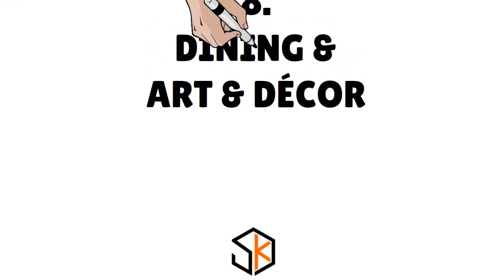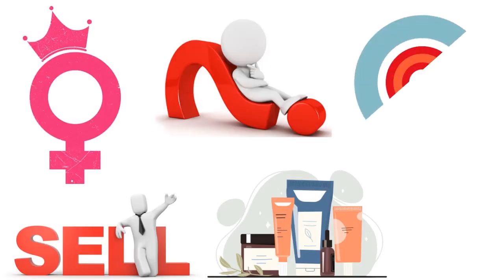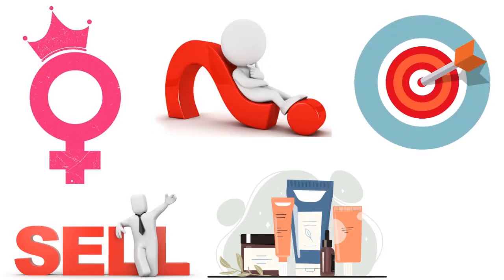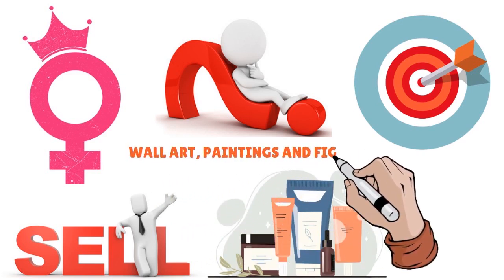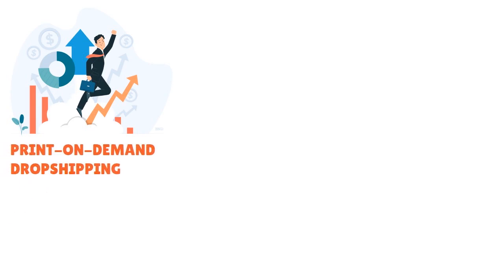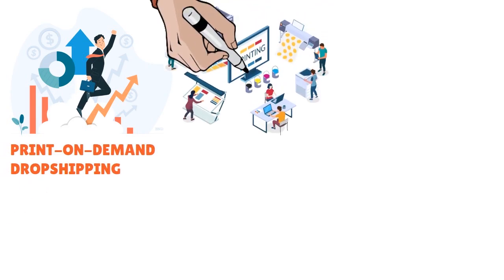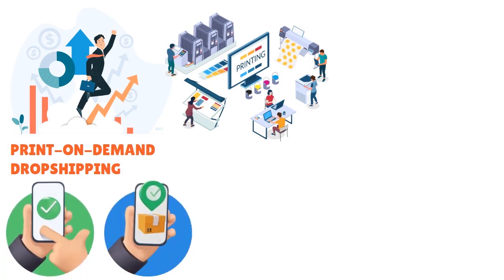You also have dining, art and decor. So dining, art and decor is a huge niche also. Home decor such as wall art, paintings, and figurines are massive hits. This also includes small pillows, bed sheets, etc. Like beauty and health, this is a highly competitive niche. So if you want to succeed, you want to do print on demand drop shipping. It is a business model where you design your products and only pay for them once a customer places an order. This is kind of cool.